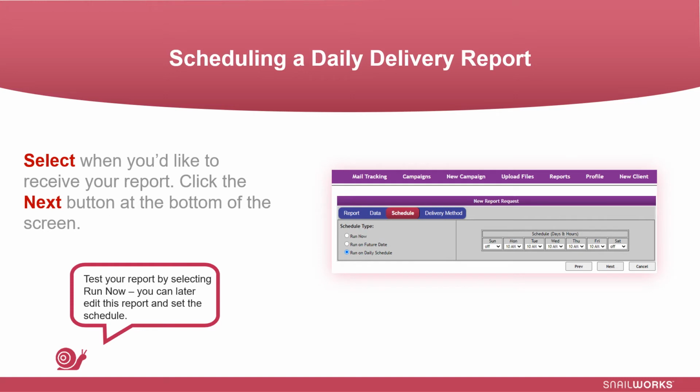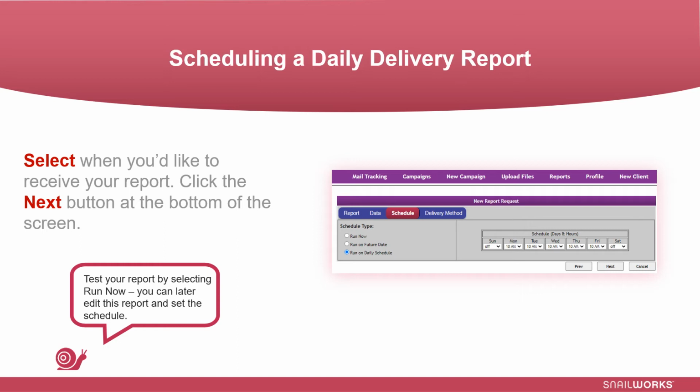You now have been brought to the screen that allows you to determine when you would like to receive your report. You have three options: to run now, or to run at a future date, or to run on a daily schedule. If you selected a future date, you would select what date you wanted that report to be delivered. You can see we have run on a daily schedule selected.